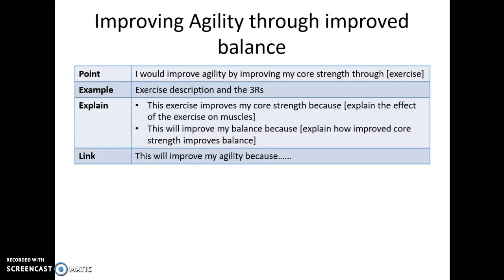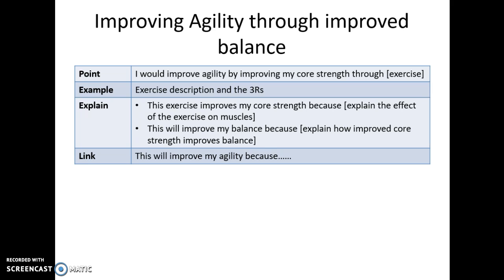So here we go. How can we improve agility through improved balance? I picked out balance, but this would work for strength or coordination or any of those other skills. So let's talk through it, and then you can pause this and have a chance to write up your own little mini PEEL paragraph.